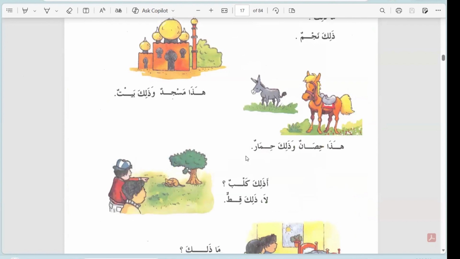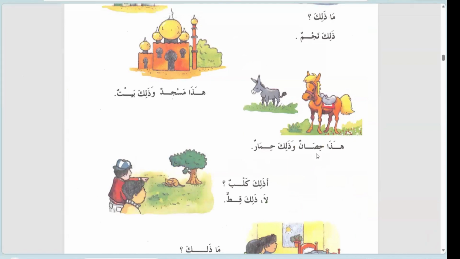All right. So هذا حصان وذلك حمار. This is a horse, and that is a donkey. So in lesson 1, we learned about vocabulary. Hisanun is a horse, and himarun is a donkey. This is a horse, and that is a donkey.